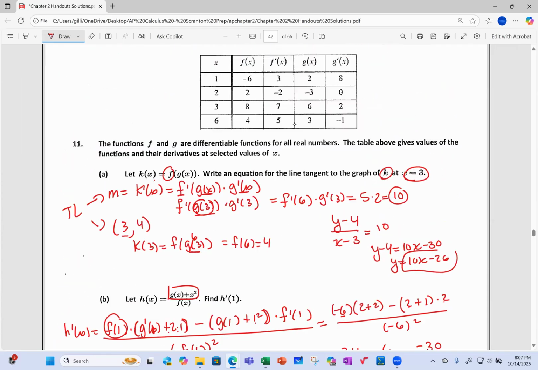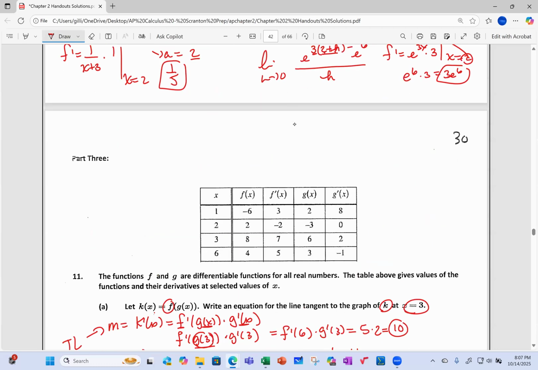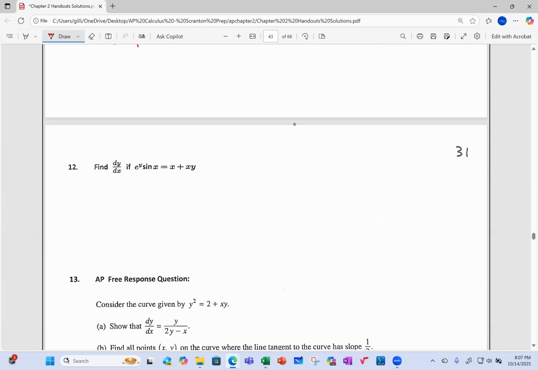So g prime at 2 from a table is 0, guys. That's going to be pretty nice, because 0 times all that is 0. And g at 2 from the table is -3, times 4 is -12.